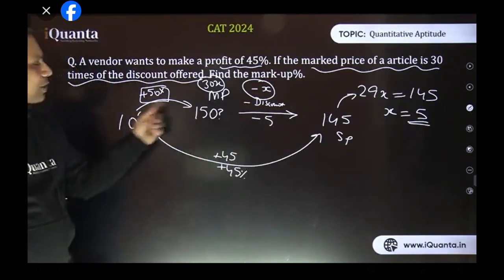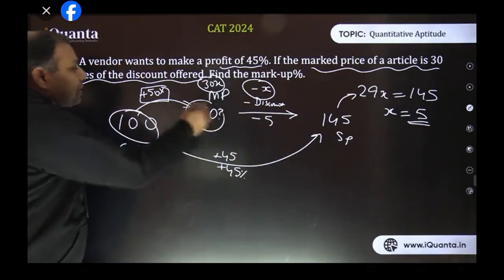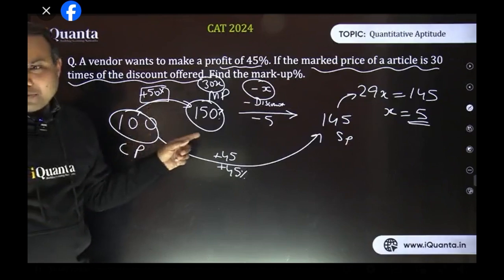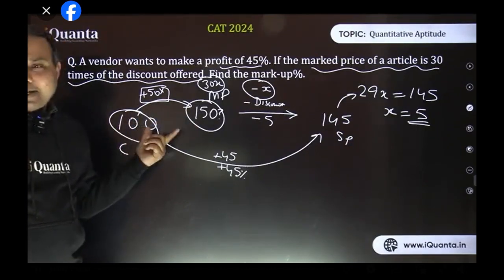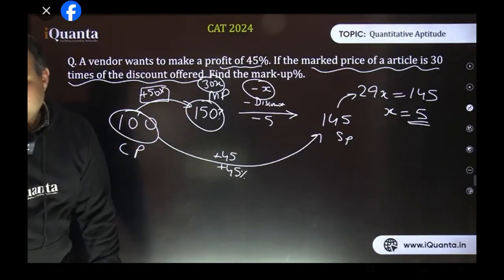Fine. So the question was simply asking about the markup percent, that is the percentage increase from 100 to 150, and that was the benefit of taking the starting value, this CP, as 100. This increase is directly the increase percent. It is a 50% increase. Fine.